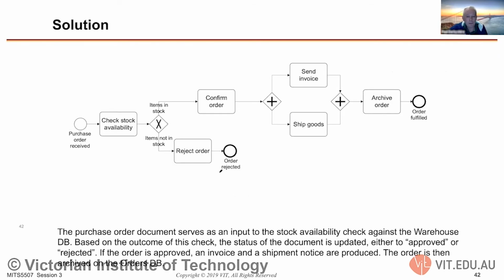So if we look at another solution to this now, something that just documents, it gives a little bit more in the way of information to be documented. The purchase order is utilized by check stock availability, as is the warehouse database. When we check stock availability, a checked purchase order is produced.